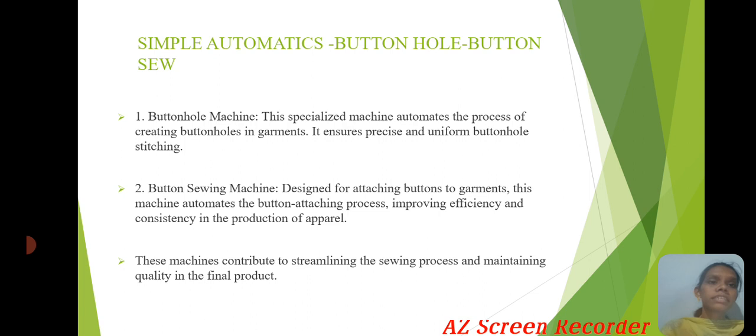Simple automatic buttonhole, button sewing. Buttonhole machines: the specialized machine automates the process of creating buttonholes in garments. It ensures precise and uniform buttonhole stitching. Button sewing machine: designed for attaching buttons to garments. This machine automates the button attaching process, making it effective and consistent in the production of apparel. The machine contributes to streamlining the sewing process and maintaining quality in the final product.